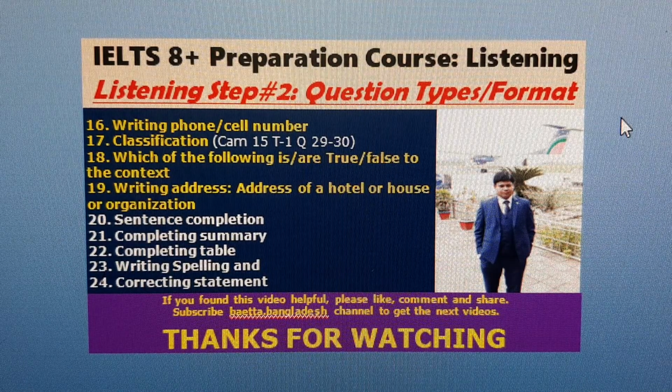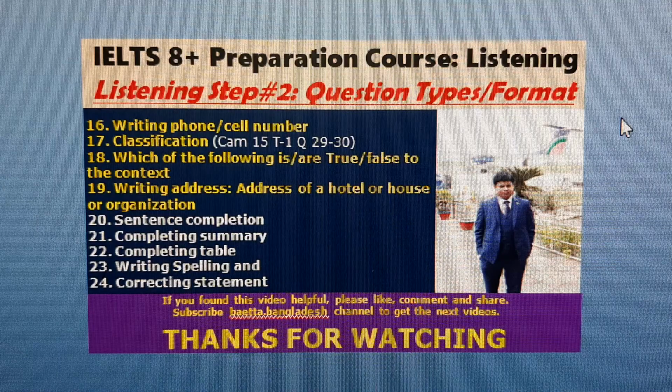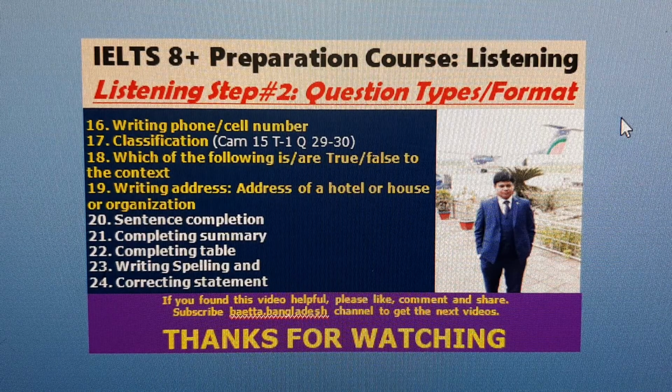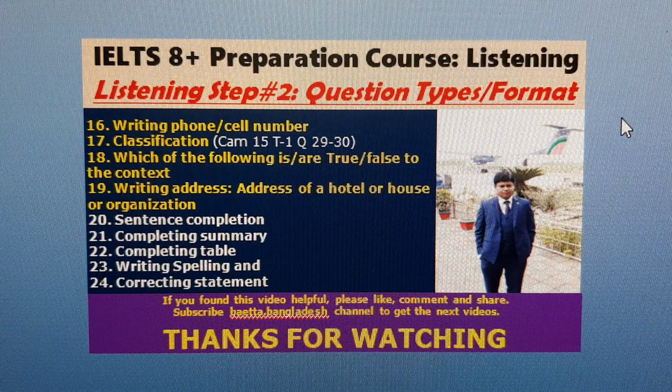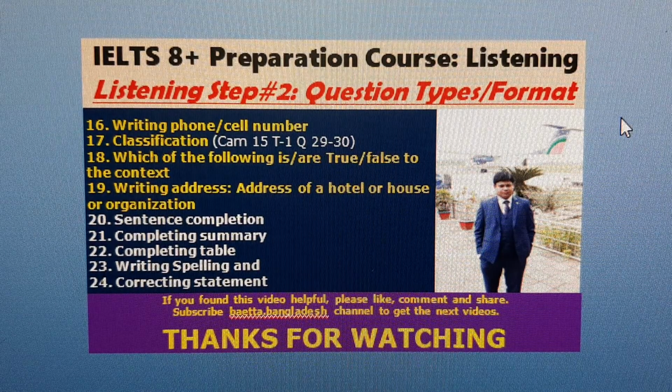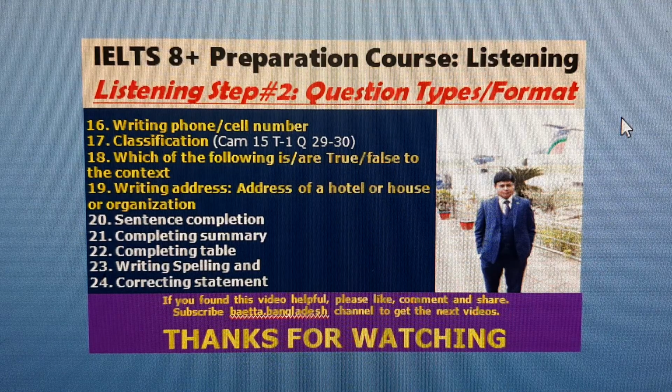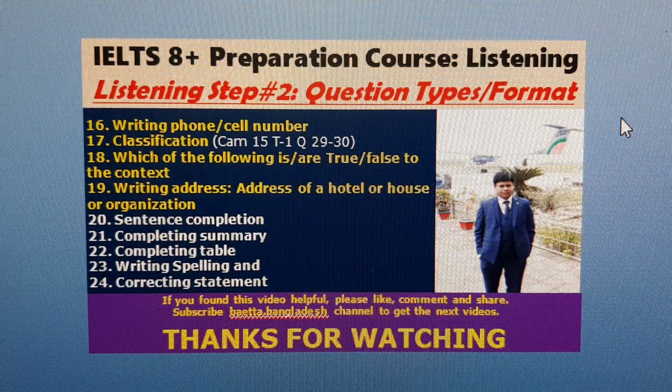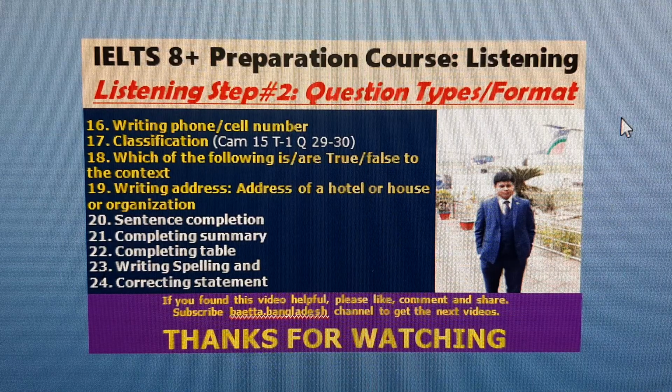Listening question type 21, completing a summary. Also a very common question set in each of the listening tests. Question type 22, completing a table. One of the most common types of questions you can find in each listening test.